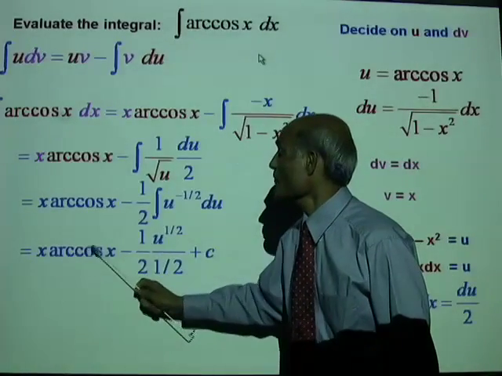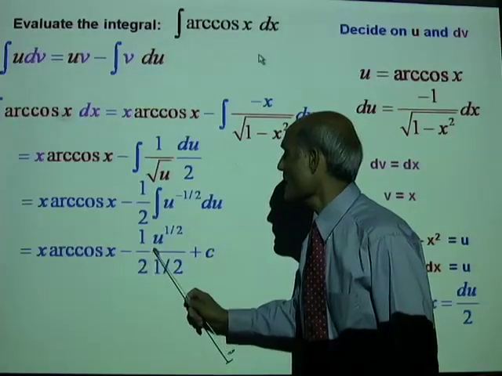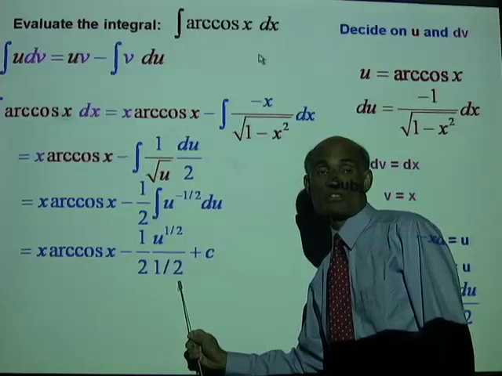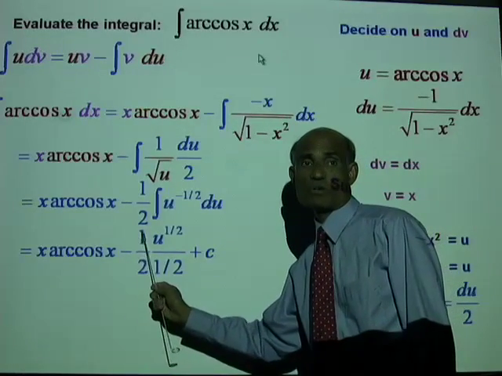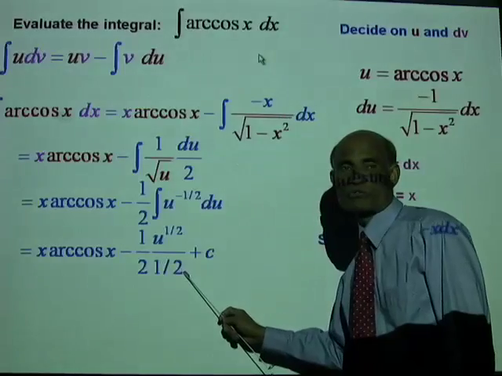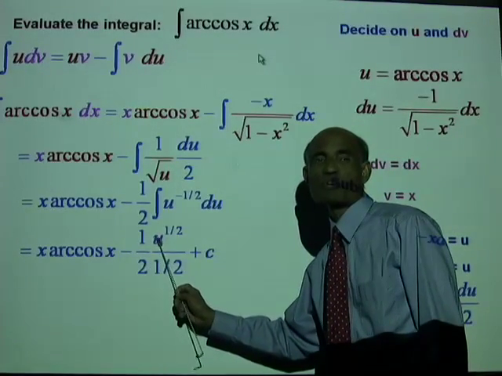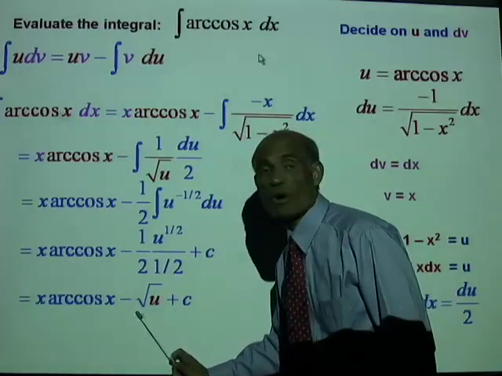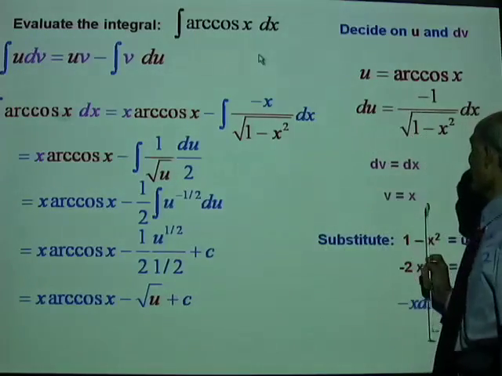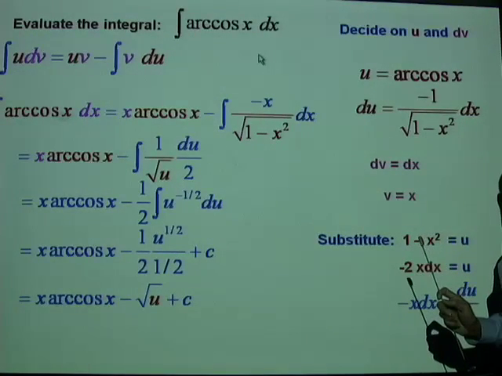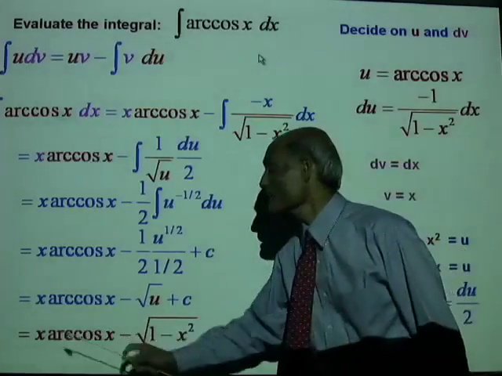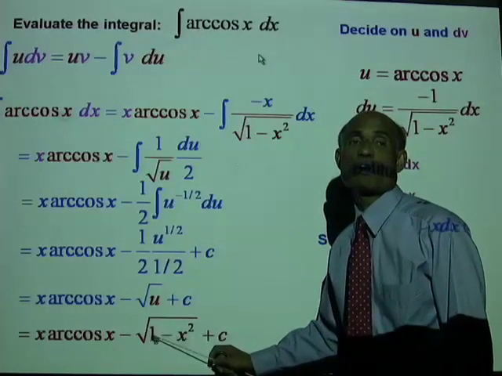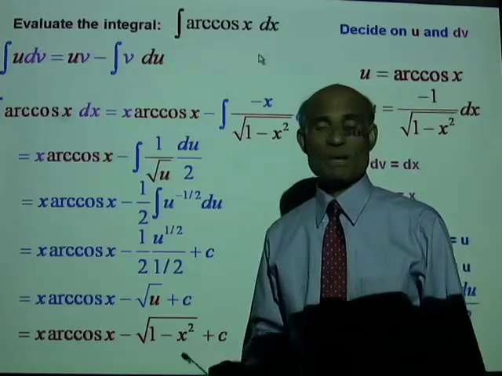That will be x arc cos x minus 1/2 u to the power of 1/2 divided by 1/2. And you can see this divided by 1/2, the 2 goes up and cancels. That means this whole thing will disappear, leaving a 1. This is simply u to the power of 1/2 plus c. And u to the power of 1/2 is square root of u, where our u is 1 minus x squared. So our answer therefore is x arc cos x minus square root of 1 minus x squared plus c.